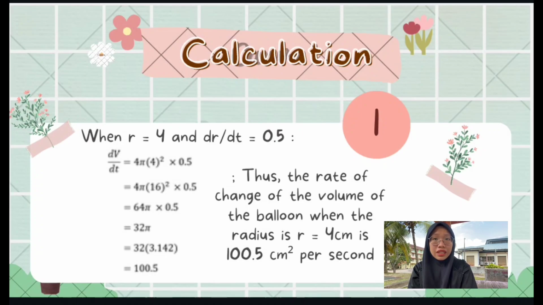So, dV over dt equal to 4 pi r squared, where we already changed r to 4, multiplied with dr over dt, which is 0.5. Then just calculate as usual and we will get the answer of 100.5 cm cubed per second. That is how we get the rate of change of the volume of the balloon.